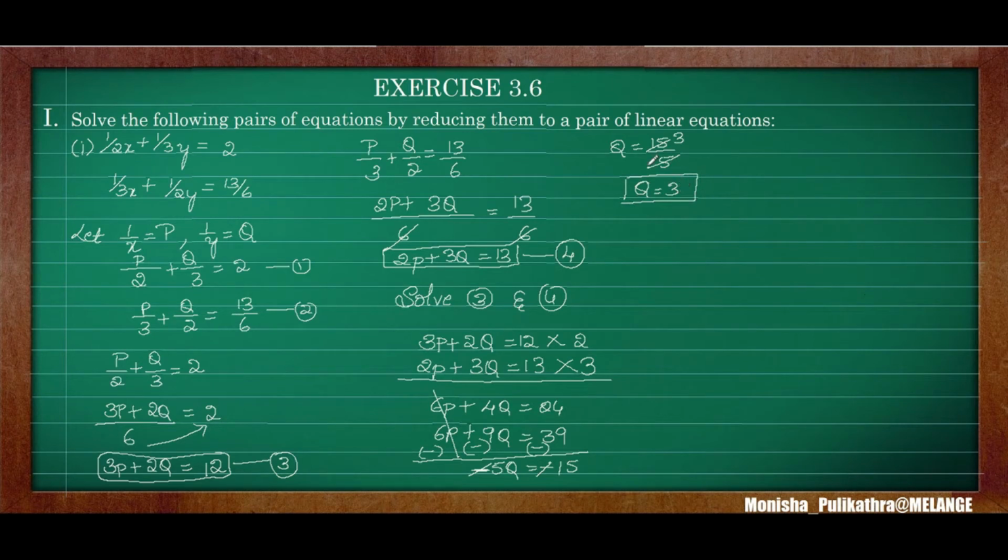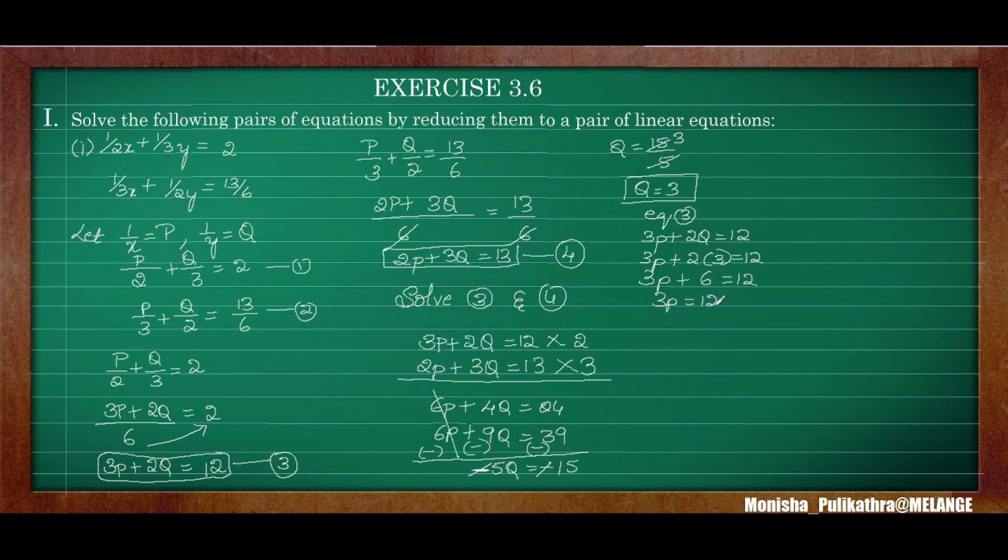So this q is equal to 3, we have to substitute in equation 3 or equation 4. I will be taking equation 3 here. So equation 3 is 3p plus 2q is equal to 12. So 3p plus 2 into, instead of q we have to substitute 3 here. 3p plus 2 threes are 6 is equal to 12.